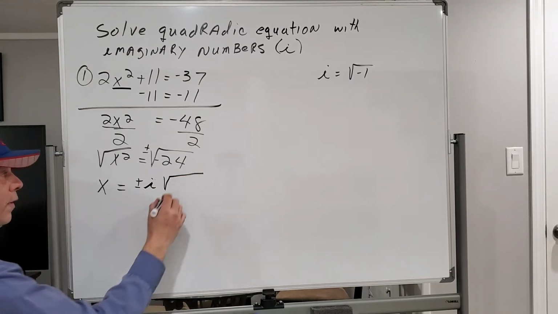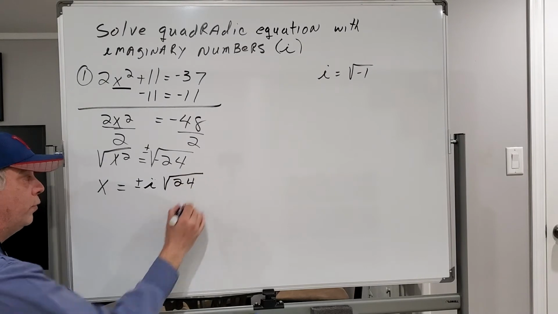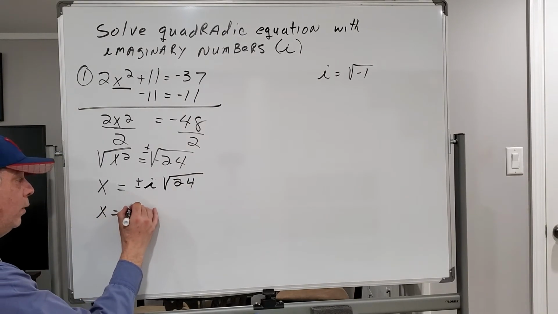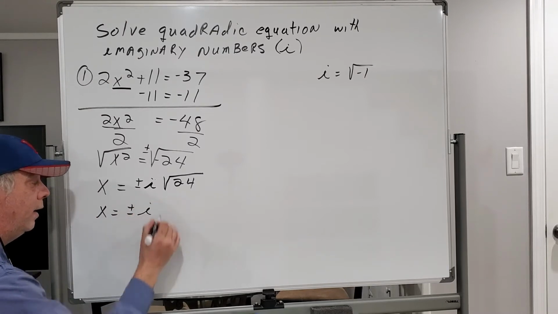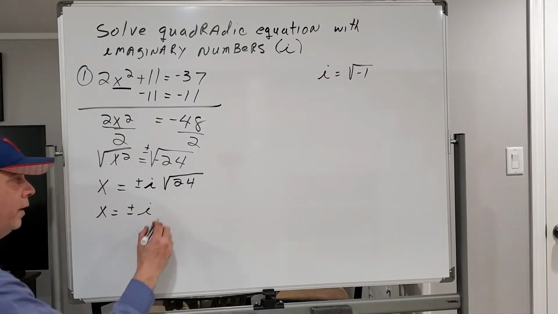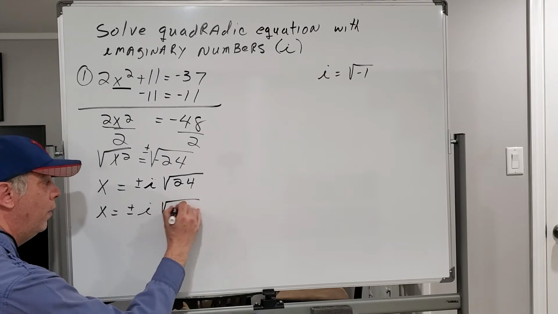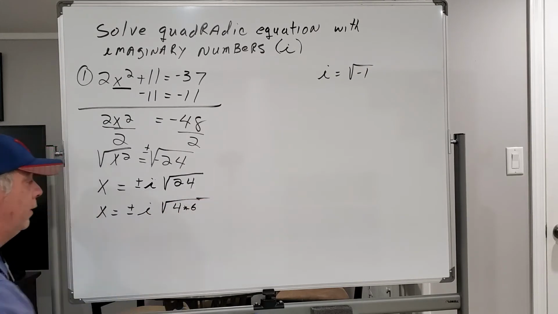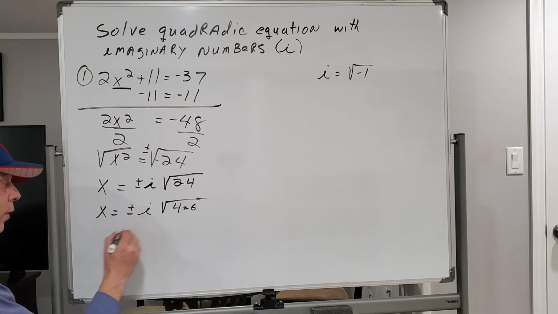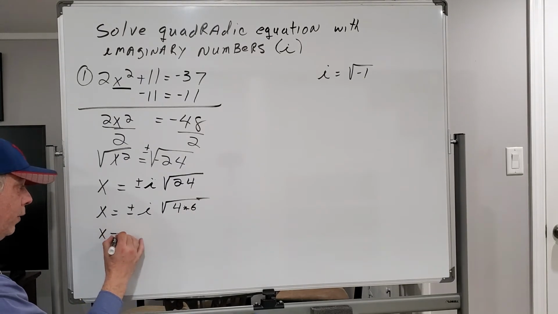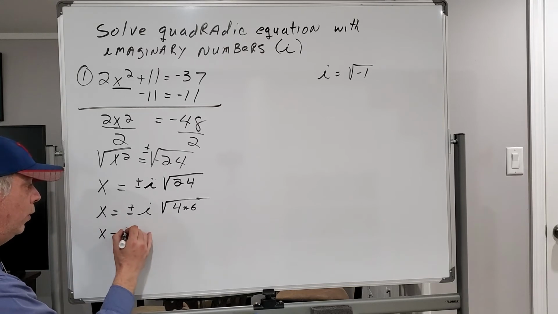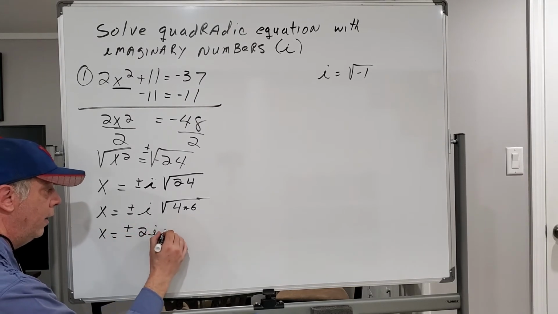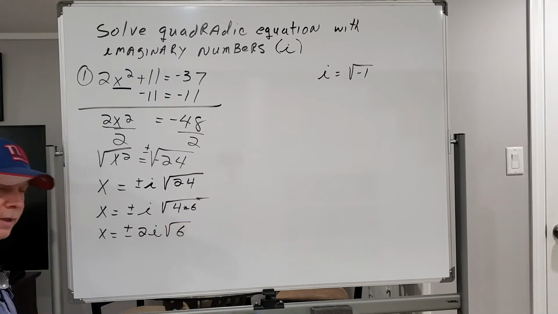And now we've got the square root of 24. x is then going to equal plus or minus i. Two numbers that multiply to be 24 are 4 and 6. And the square root of 4 is then going to be 2. So we get x equals plus or minus 2i square root of 6.